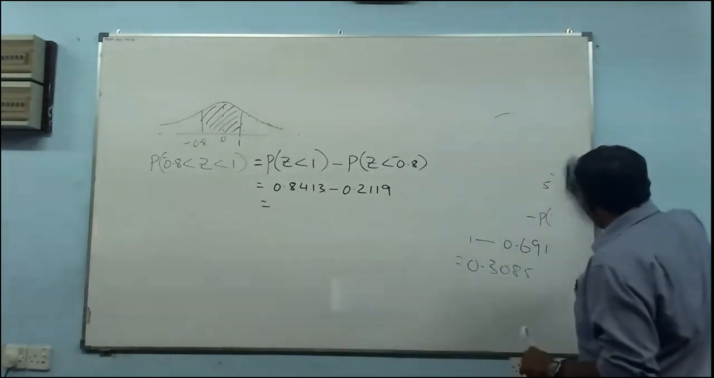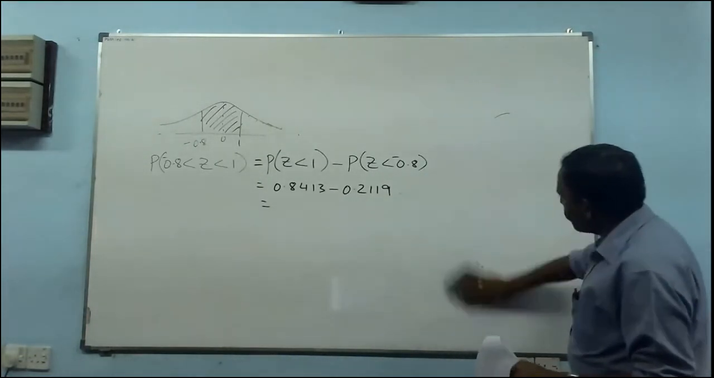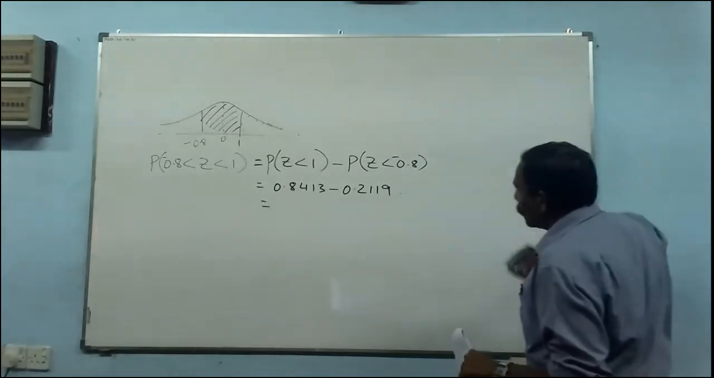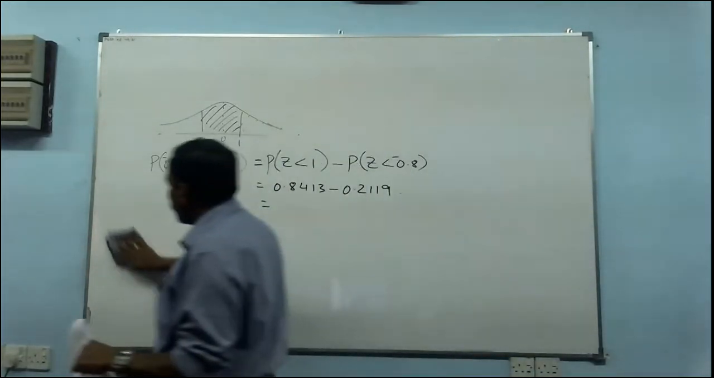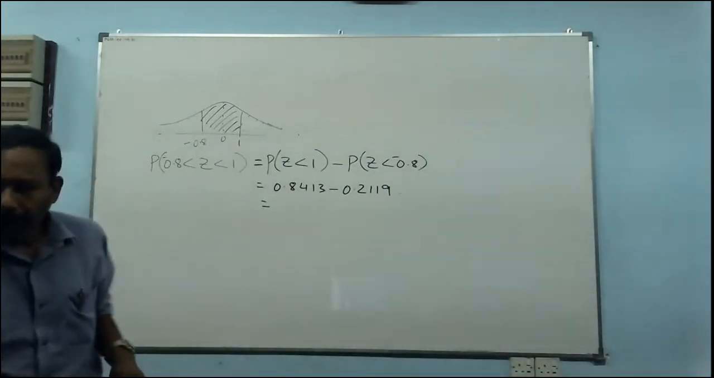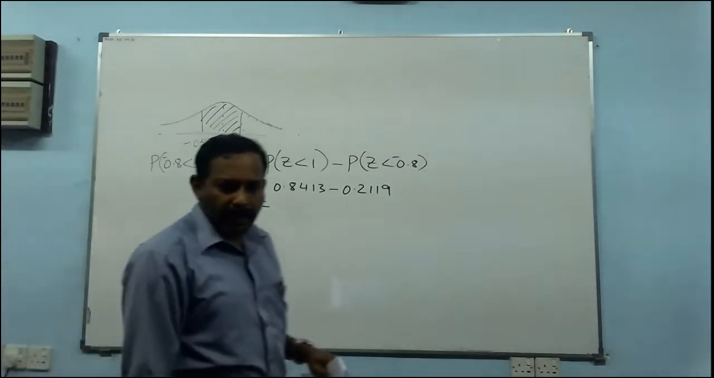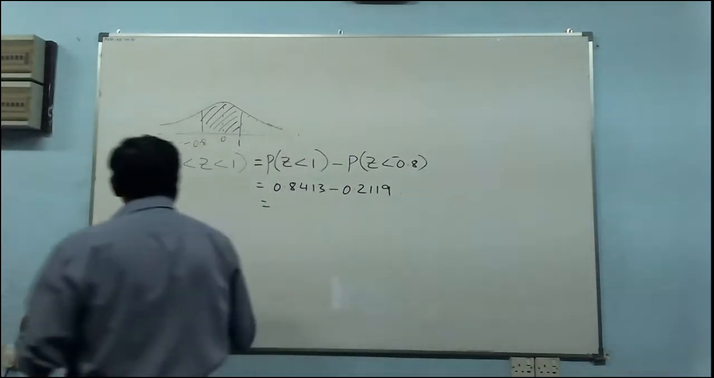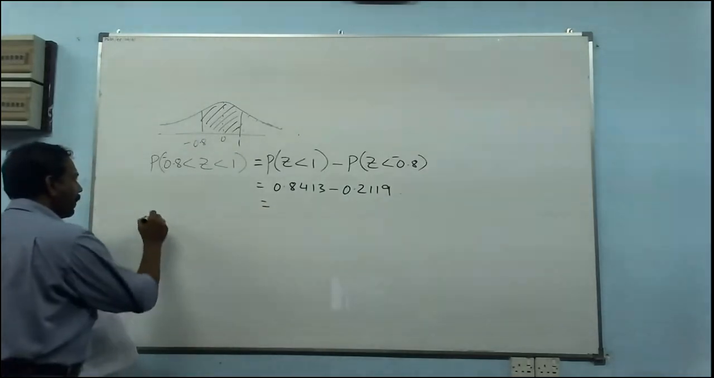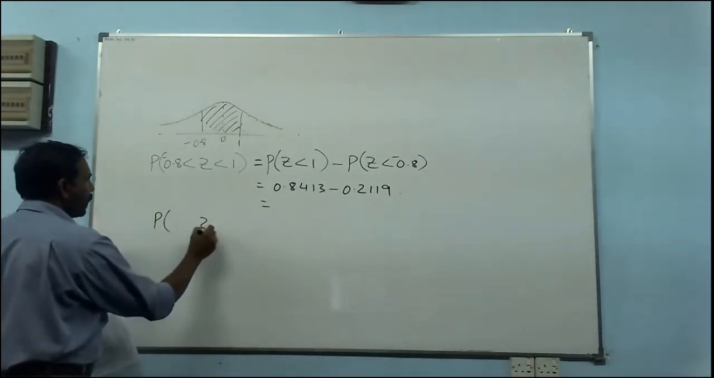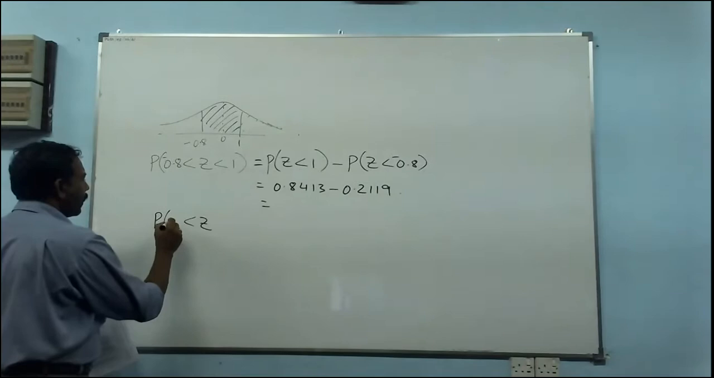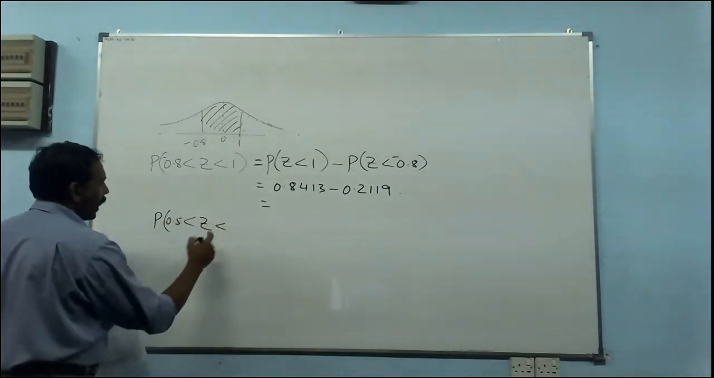We should know how to read the table. Then only we can move forward to do the conversion. So first we will see how to use the table. Find out the probability of this. You can get the answer here. Probability of z greater than 0.5 and less than 2.